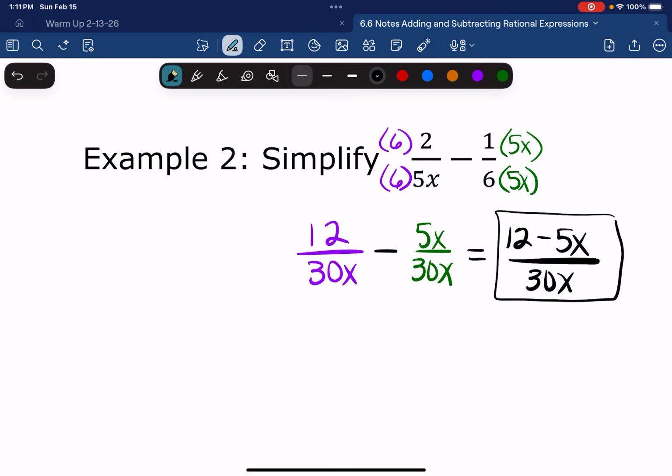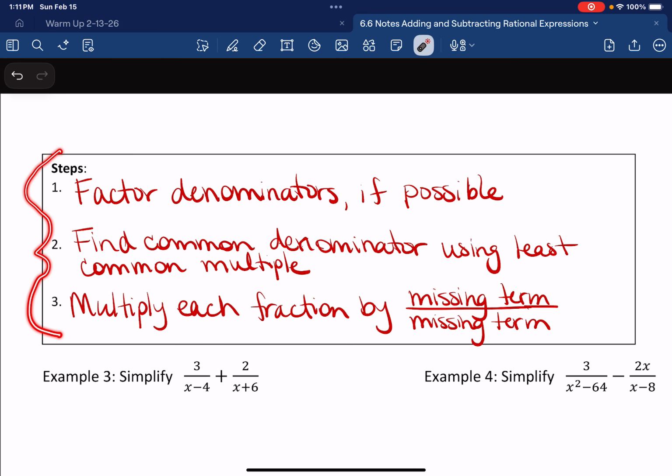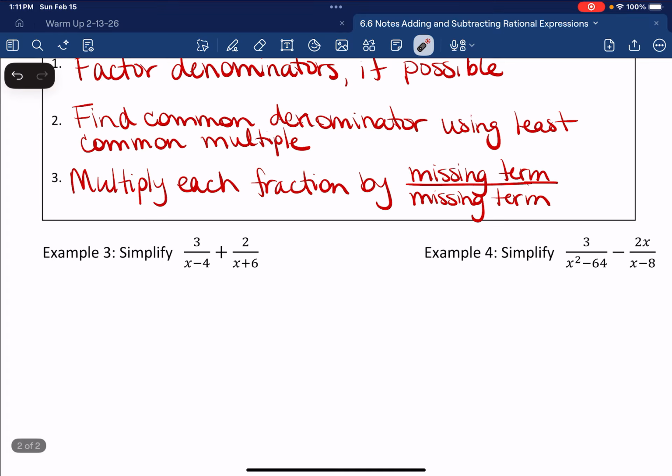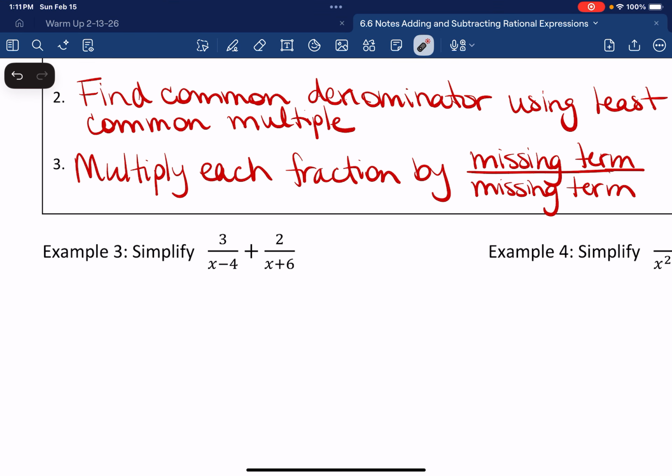All right? So let's try a couple more problems. Remember, these are the steps that you need to add and subtract your rational expressions. So factor your denominators if possible, I meant to say. So this first example, we have x minus 4 and an x plus 6. I can't factor those at all. Those are linear factors already by themselves.